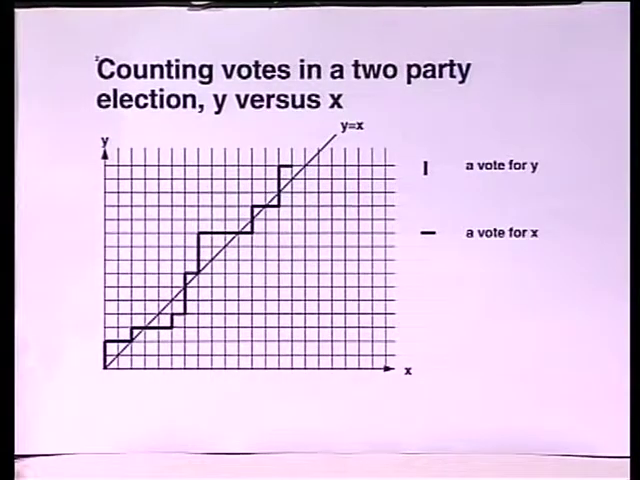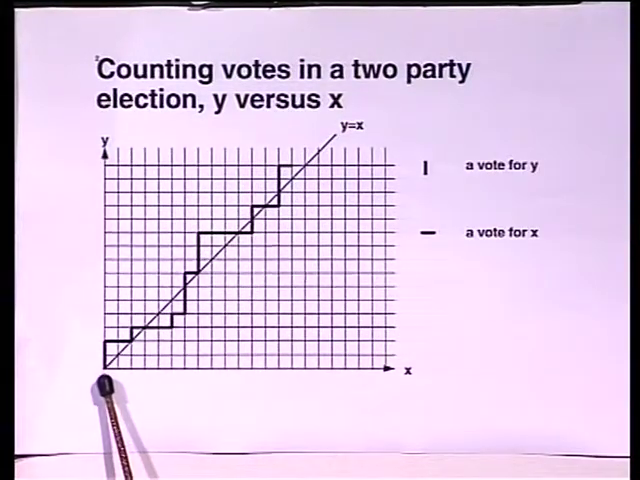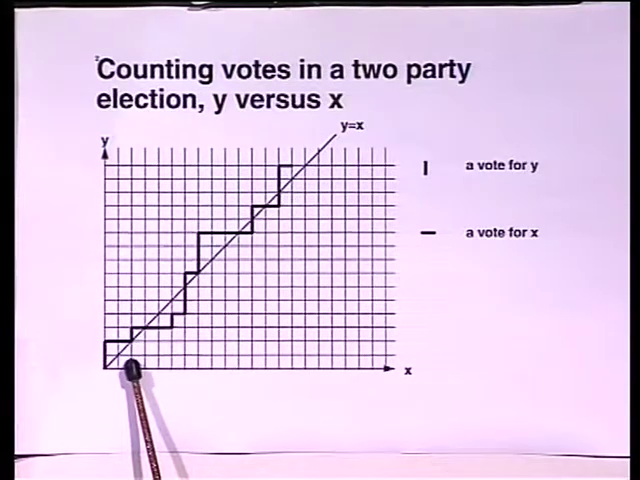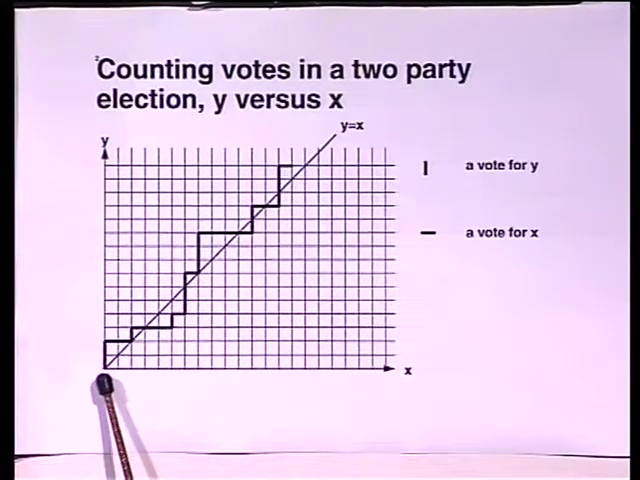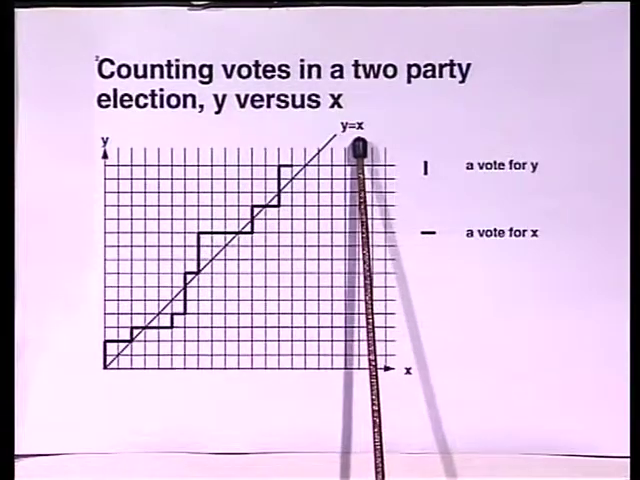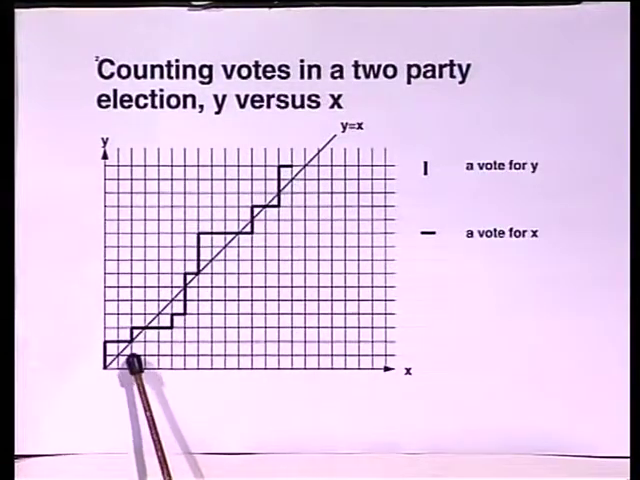What I'd like to focus on, however, is the way in which, from time to time, this thick black line, which denotes the progress of the count, will cross the diagonal line here, which is the line Y equals X. And when that happens, the two candidates have got equal numbers of votes.